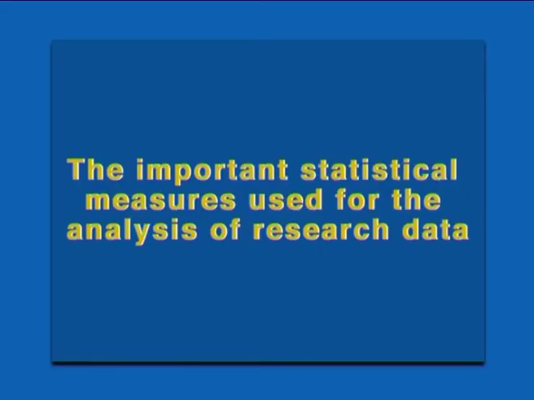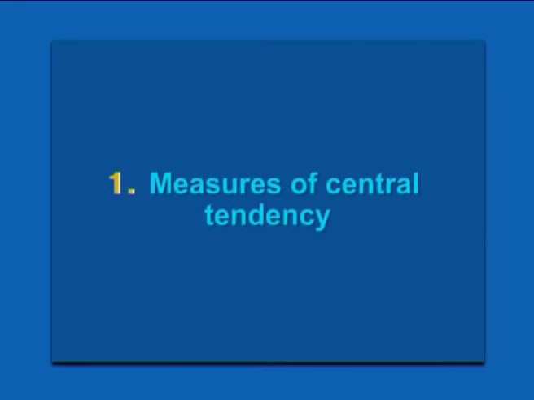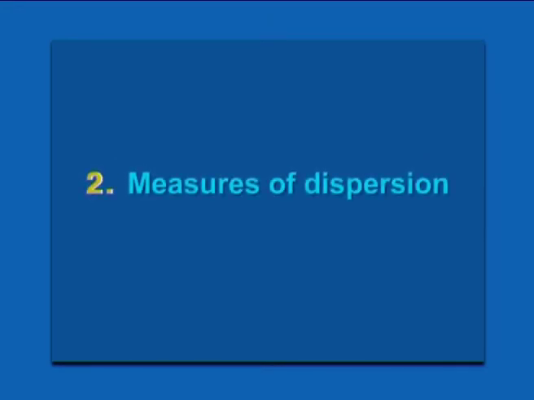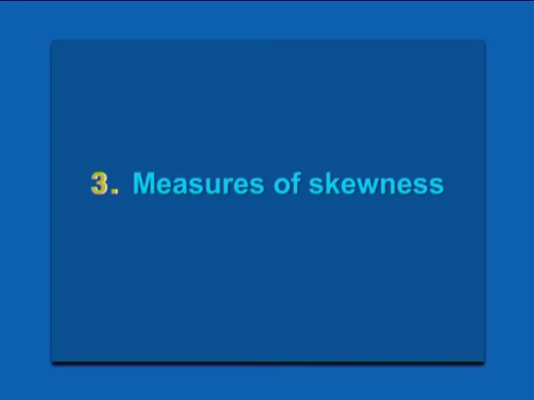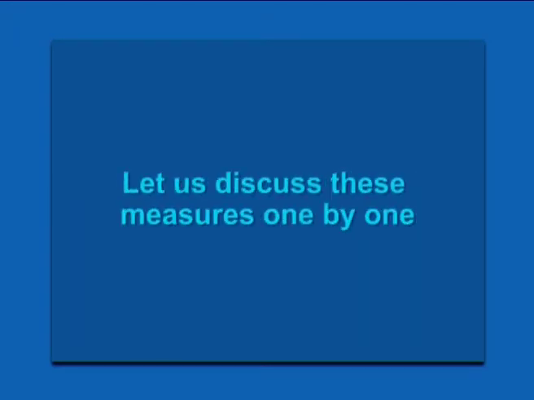Now, we'll discuss the important statistical measures used for the analysis of research data. The 5 important statistical measures used for the analysis of research data are given on the screen. These are measures of central tendency, measures of dispersion, measures of skewness, measures of relationship, and some other measures. Let's discuss these one by one.